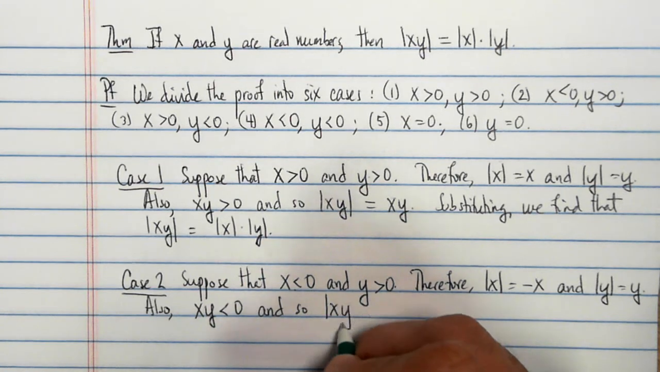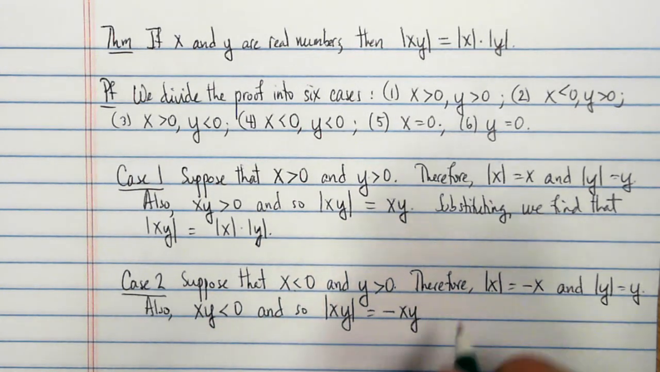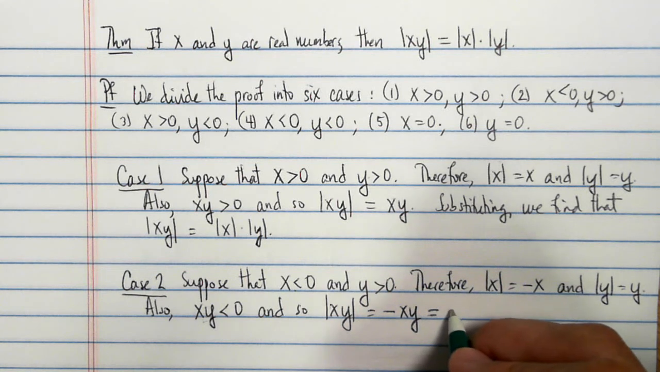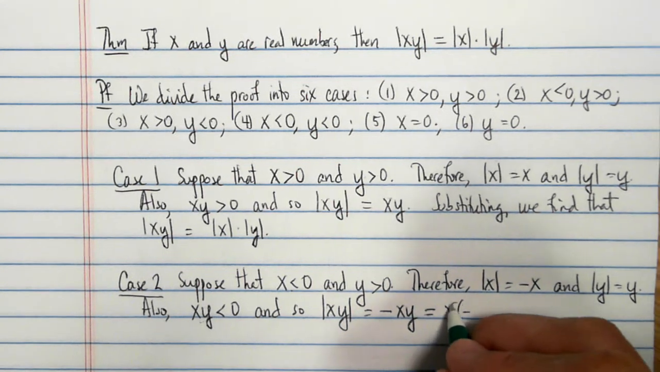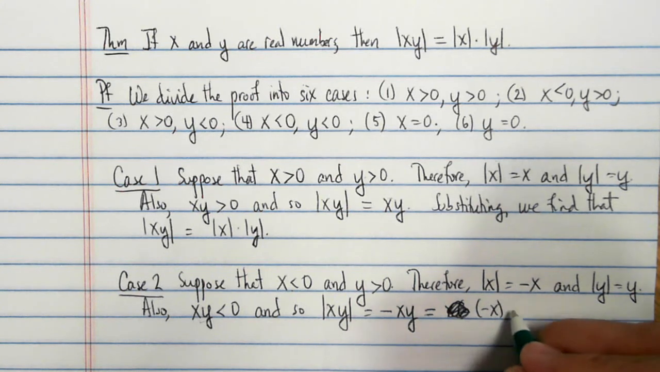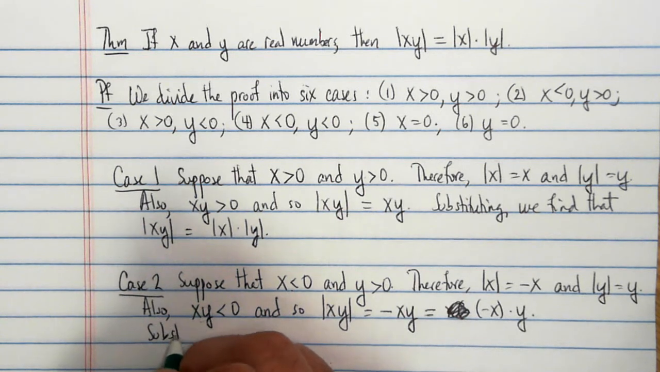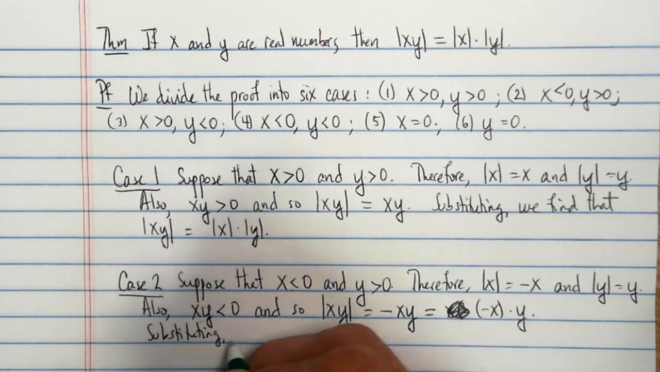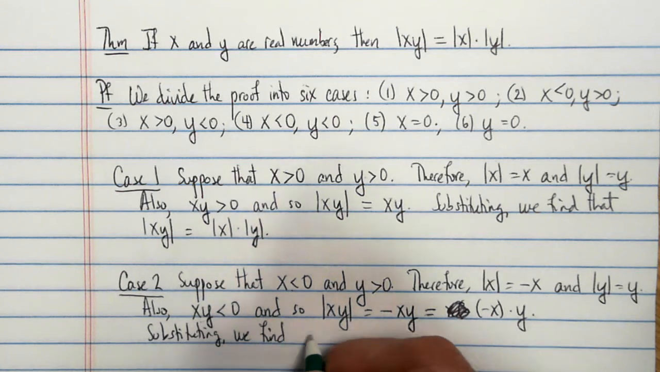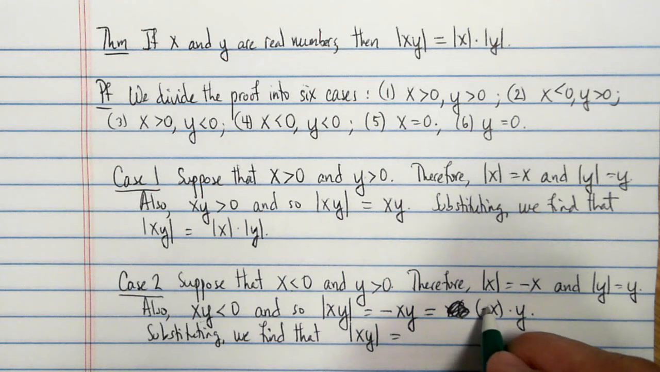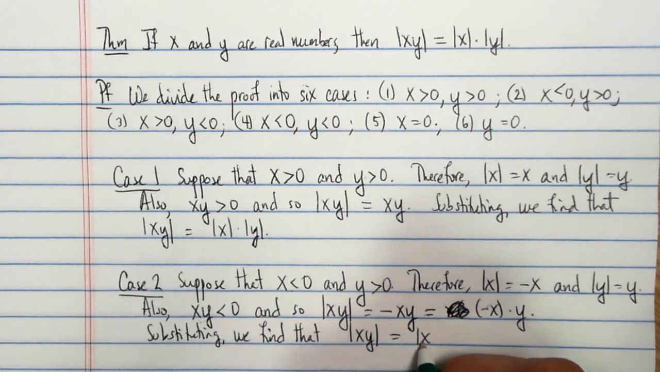And so that means that the absolute value of x times y is going to be negative itself. This product is negative, and so the absolute value of a negative number is the negative of that number. We can write this as negative x times y. Substituting, we find that the absolute value of x times y equals negative x, which we just said is the absolute value of x, times y, which is the absolute value of y, and we're done.